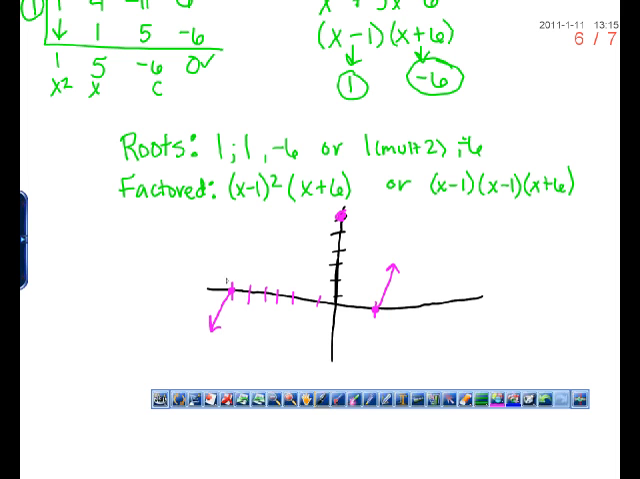So this is a single root at -6. So I just go straight through it like I'm used to. Go up to my y-intercept. When I get down to my root of 1, that has a multiplicity of 2. So it's going to bounce off like a parabola. It hits at the x-axis and then it bounces off.